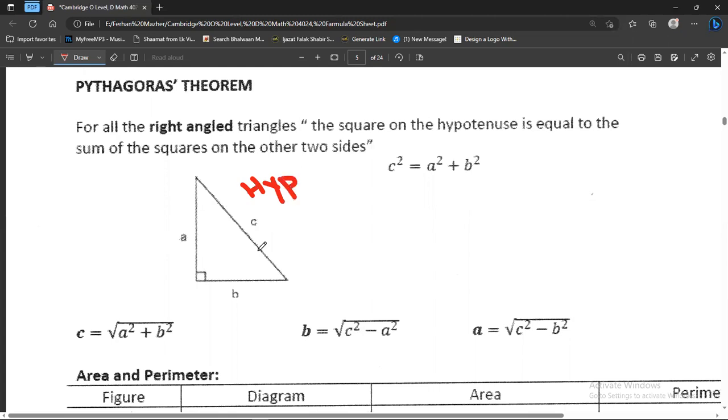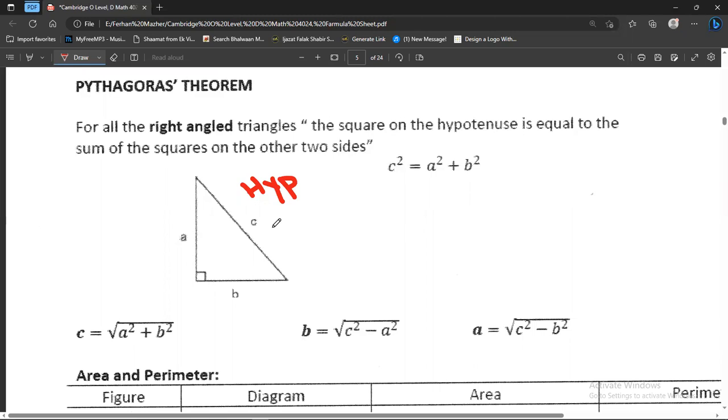And in Pakistan, we say, for example, this is base, this is height. So c square is equal to the perpendicular square plus the base square. C square will be equal to a square plus b square. Another way of saying this is that the square of the largest side, remember this thing, is equal to the sum of the squares of the two smaller sides.